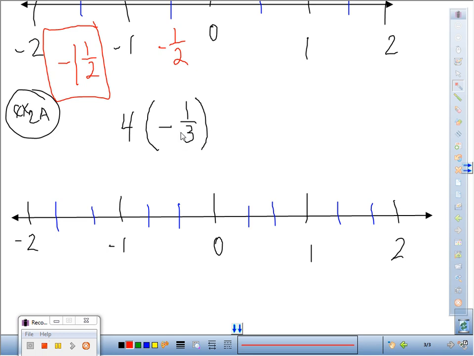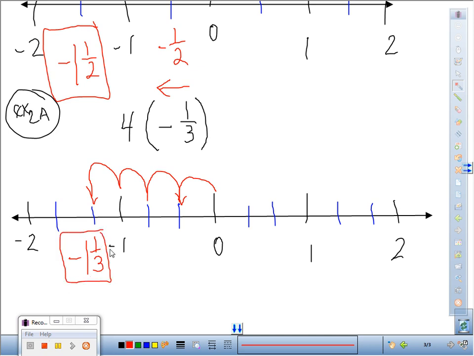So, which direction is it indicated in the parentheses? To the left. Okay? So I need to go 1/3 of the way. So here's 0, 1/3 from 0 to negative 1 is about right there. But how many times are we going to do that? 4. That's 1, 2, 3, 4. Where do we land? At negative 1 and 1/3. Hands up if you got that.